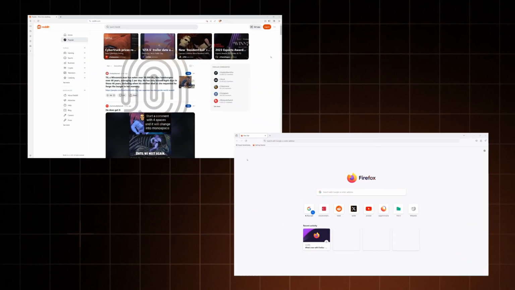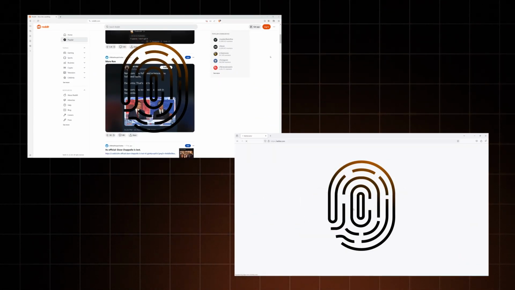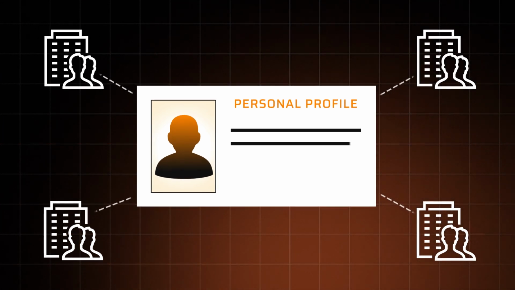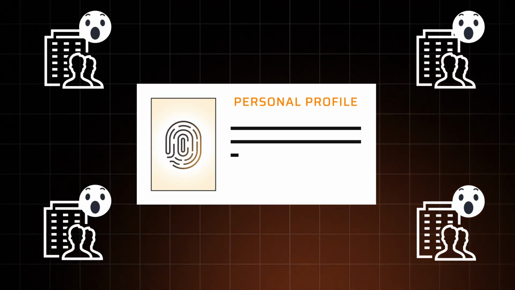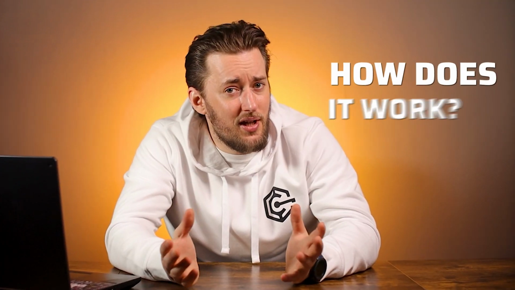Anti-detect browsers exist for a simple purpose: to disguise these fingerprints and cover your bases. This way, no advertisers or other third parties will be able to track your actions or create a personal profile of you. So how does an anti-detect browser work? Well, the method is rather ingenious.